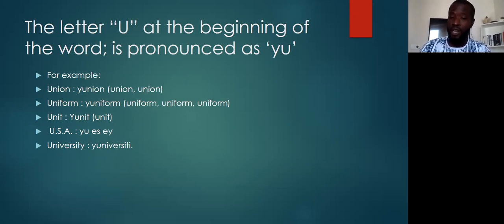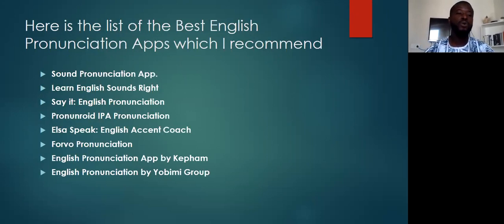And for the last one, I just want to show you here the list of the best English pronunciation apps which I recommend. I suggest you, I'm just giving you this advice that you can download them, okay? The first one is the Sound Pronunciation app. If you search for it, you are going to find it in Google, or you can also find it in the Apple store, okay? And you can find it there.